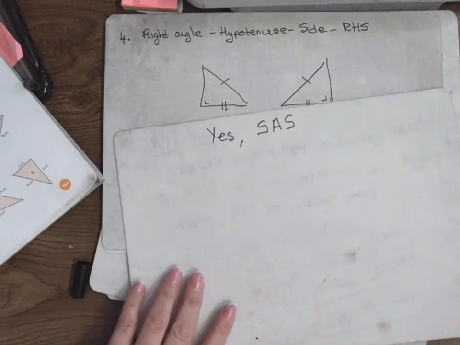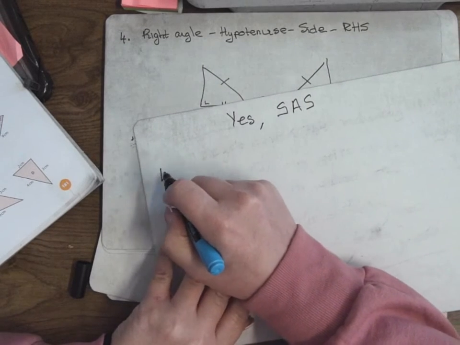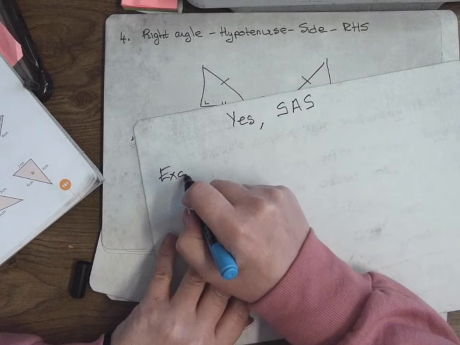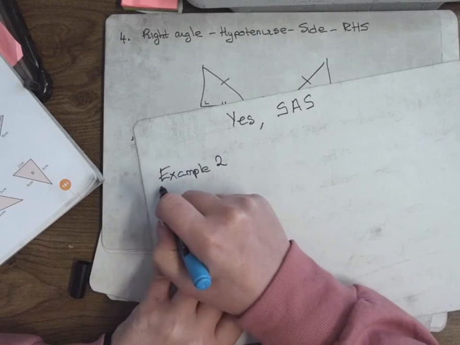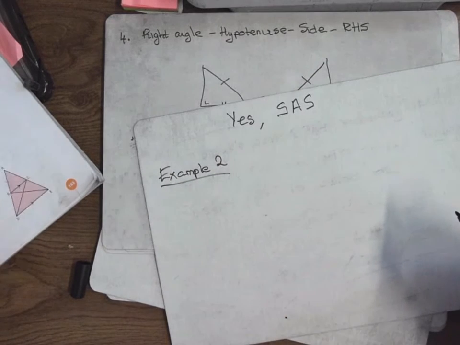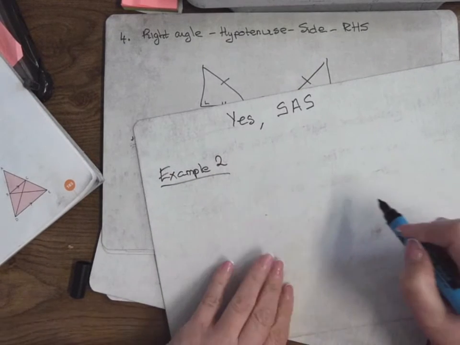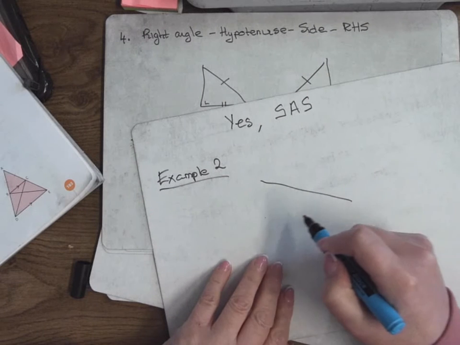Example 2. So that was a simple one. Okay, I'm going to go something a little bit harder now. Okay, so here we go.